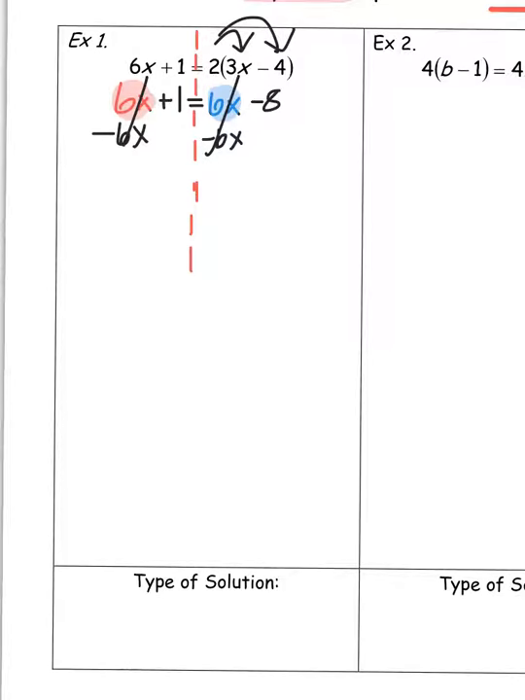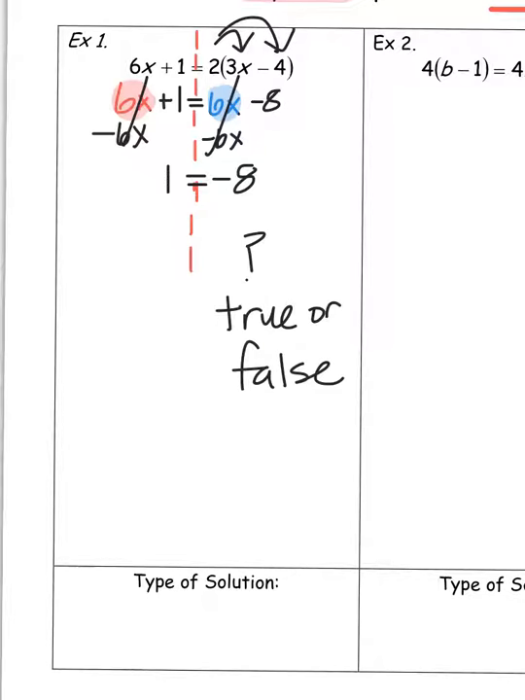So when I rewrite my equation, I bring the equal sign down. If these canceled out, 6x minus 6x, I'm just left with what's left over, which is a positive 1. And if these on the right canceled out, 6x minus 6x, I'm left with whatever's left over, which is negative 8. And now you have to ask yourself, is this true or false? Our variables canceled out. We're left with a very simple equation. 1 equals negative 8. Is that true or false? And the answer is that that is definitely false. Cross off the equal sign because it's not true.